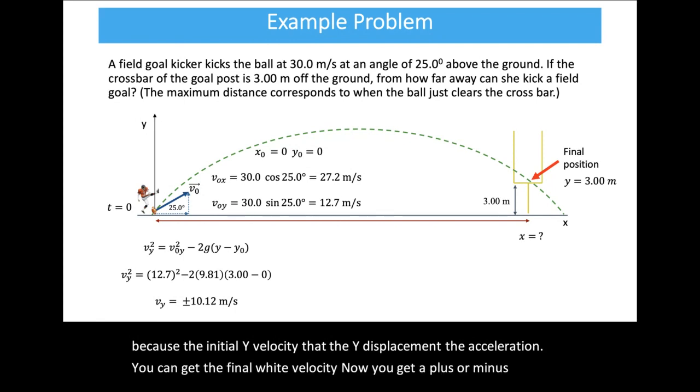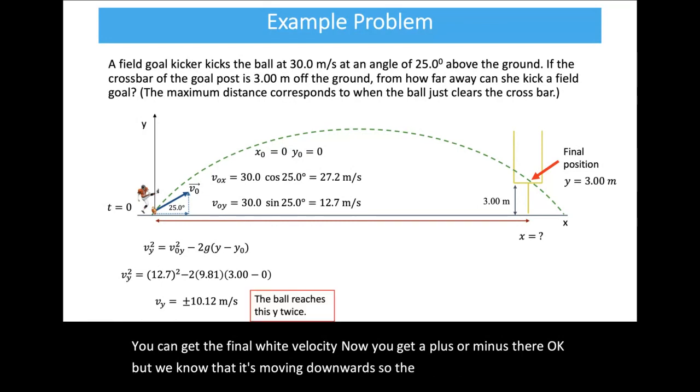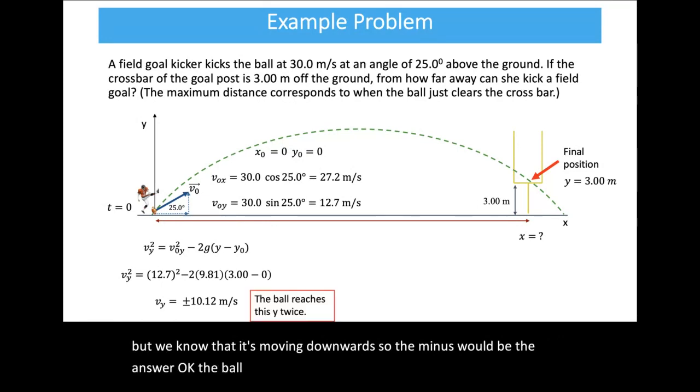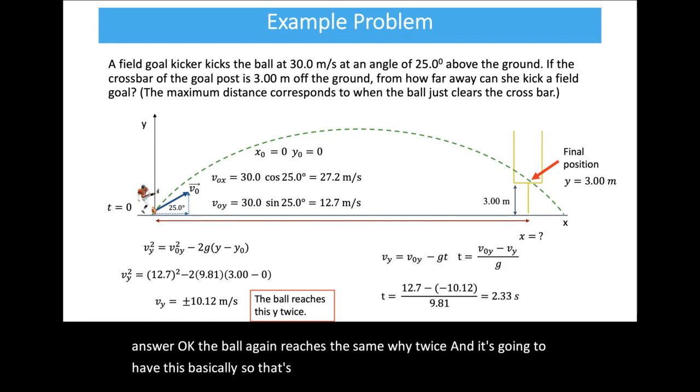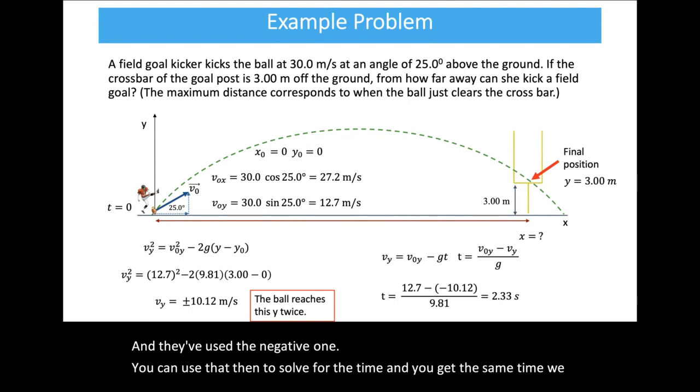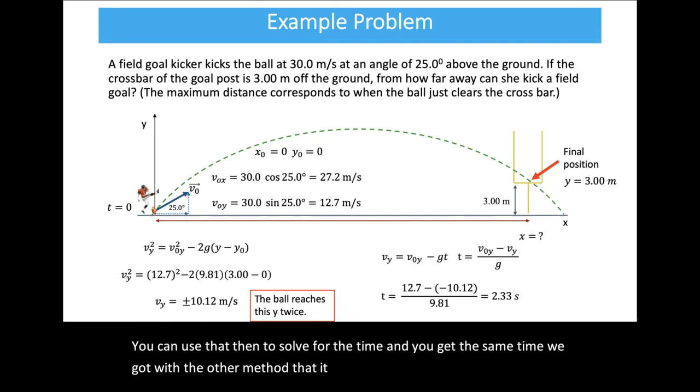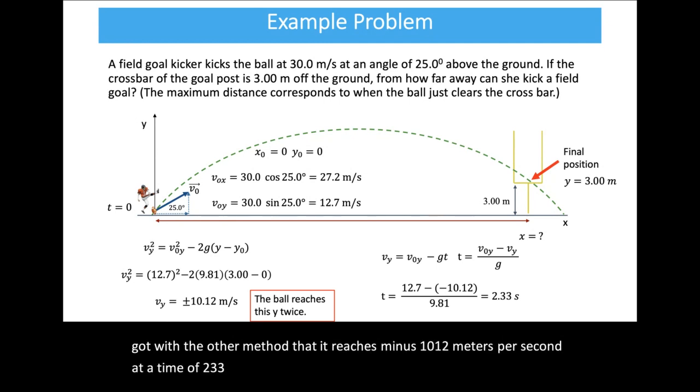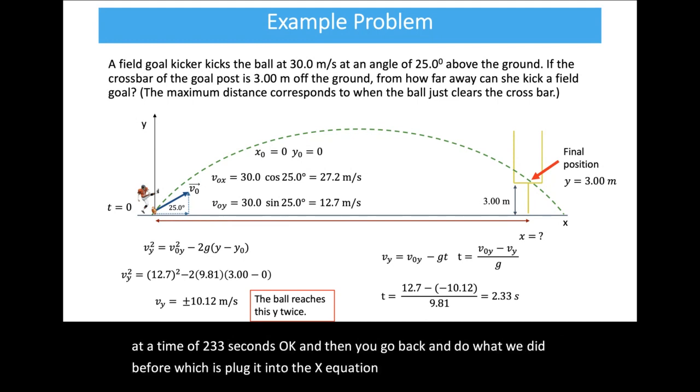Now you get a plus or minus there, but we know that it's moving downwards, so the minus would be the answer. The ball again reaches the same y twice, so that's why you get two values. But you choose the negative one, and then you can use that to solve for the time, and you get the same time we got with the other method, that it reaches minus 10.12 meters per second at a time of 2.33 seconds. And then you go back and plug it into the x equation, and you get your final x position.